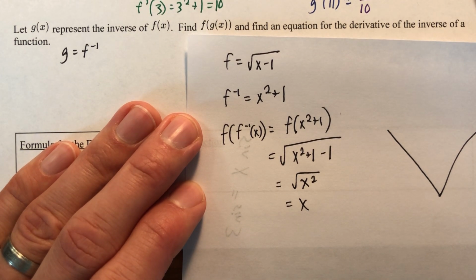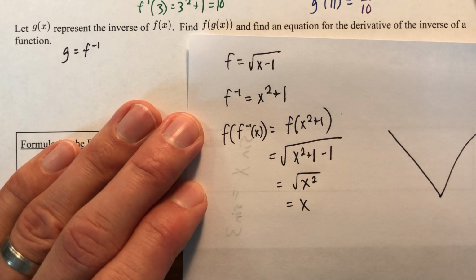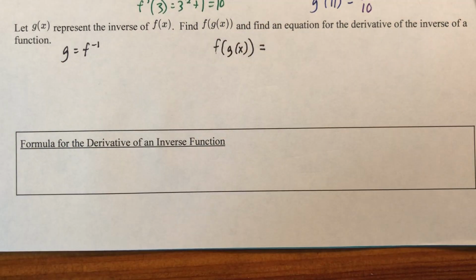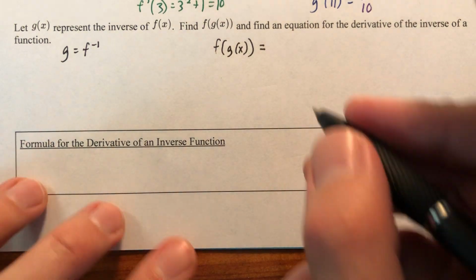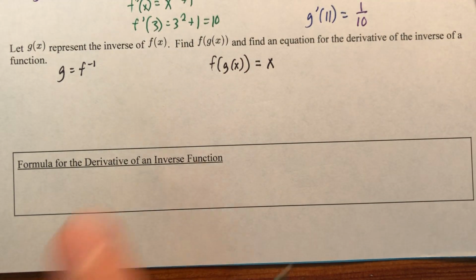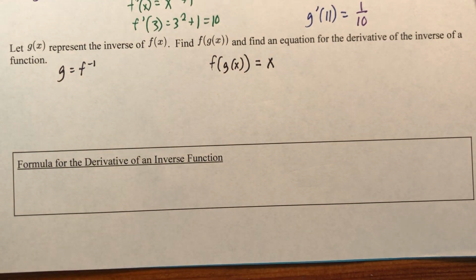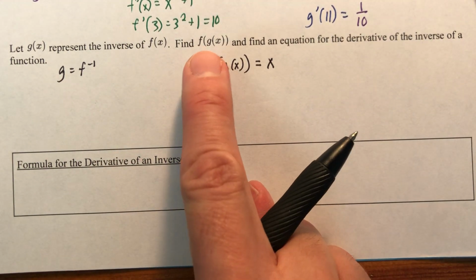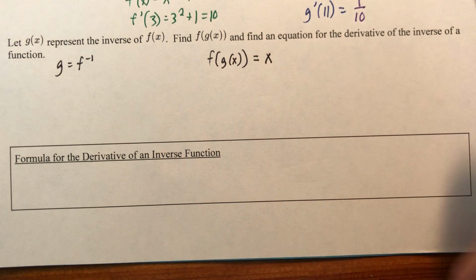Here's the deal. Inverses undo what's been done. So if I undo everything that I did, I get what I had to start with, and my input originally was just X. And because G and F are inverses, this is a true statement. Now, we're going to find F of G of X and find the equation of the derivative.